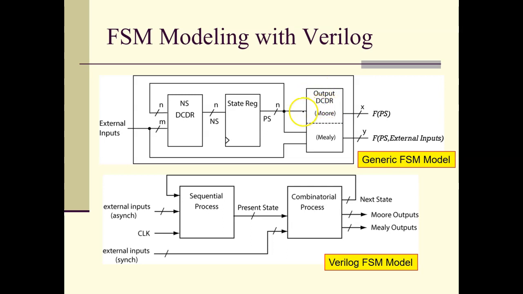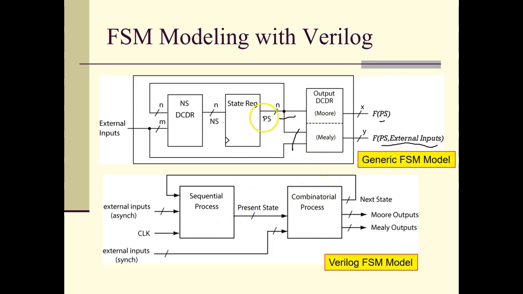The Moore outputs are a function of the present state only. And then we have Mealy outputs, and you see the Mealy outputs, there's two lines here, right? One line is the present state, the other line is the external input. So we've got two flavors of outputs there. The Moore are only dependent upon the present state, and the Mealy are dependent upon the present state and the external inputs. That's how we know state machines, but we need to model them now.